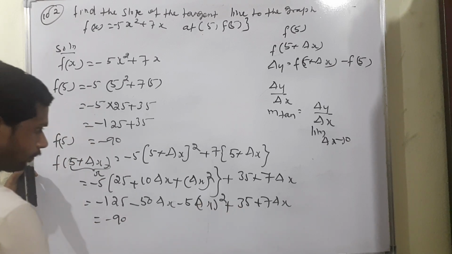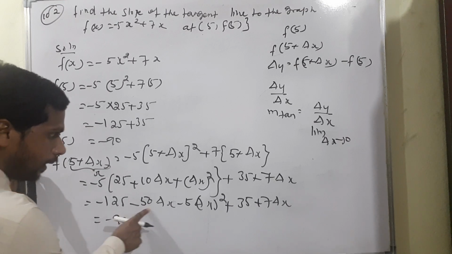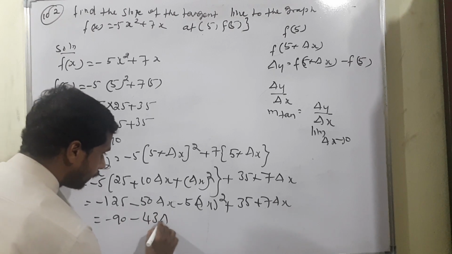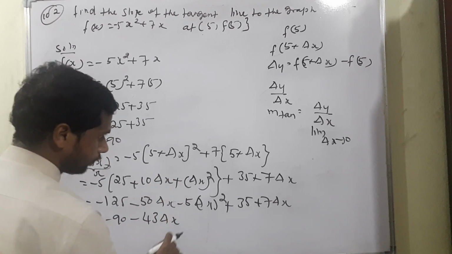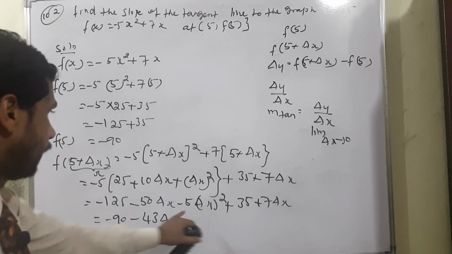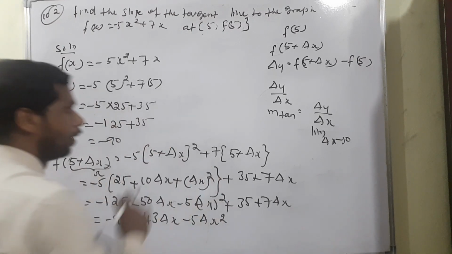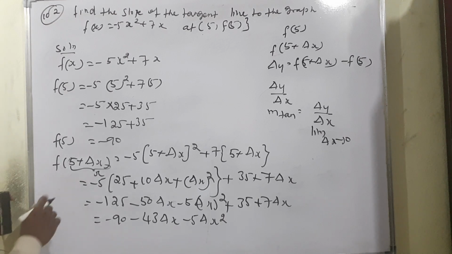Remaining. So minus 50 del x plus 7 del x. So we can write now minus 43 del x. Last one. So minus 5 del x square is there, isn't it? So minus 5 del x square. After getting, this is called the third step, isn't it?